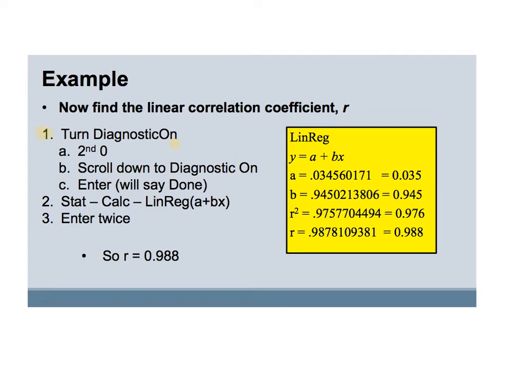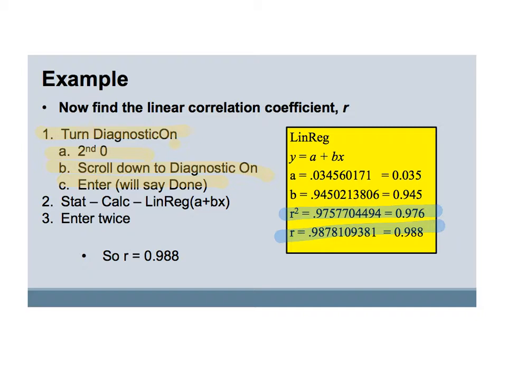Okay, this first step, all this stuff, you only have to do once, okay? So you only have to do that again if you reset the memory or you have changed batteries in the calculator. But that you should only have to do one time. That's to make these two lines show up. So if you do this without doing that step, you'll get the A and the B, but you won't get the R squared and the R.